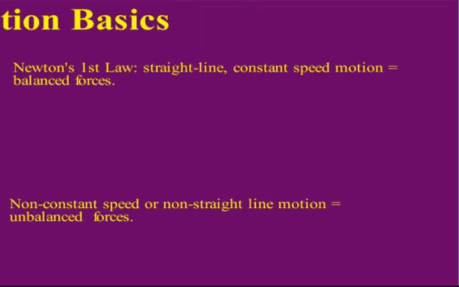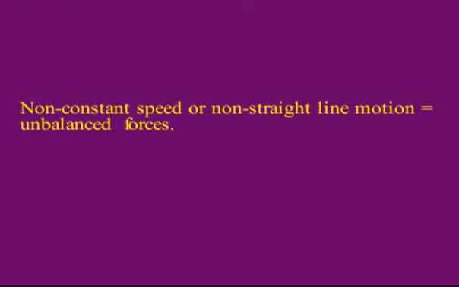In other words, if you see an object moving in a straight line and moving at constant speed, you can conclude that the forces on that object are balanced. Conversely, if you see an object not moving at a constant speed or not moving in a straight line, you can conclude that there is an unbalanced force acting on it.